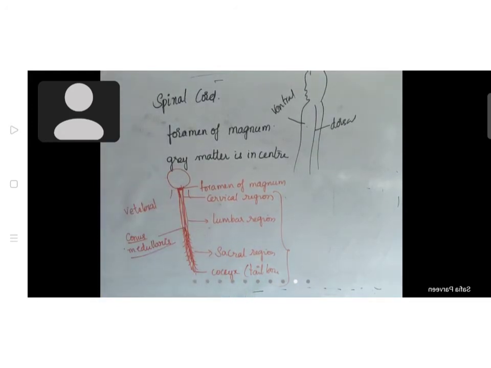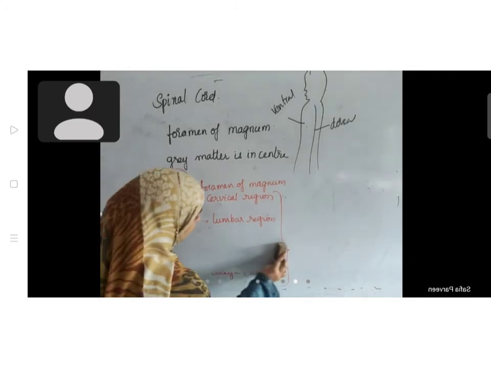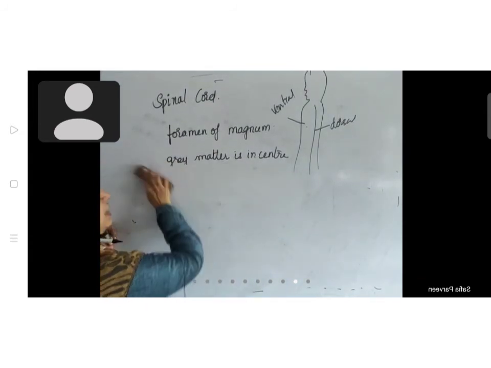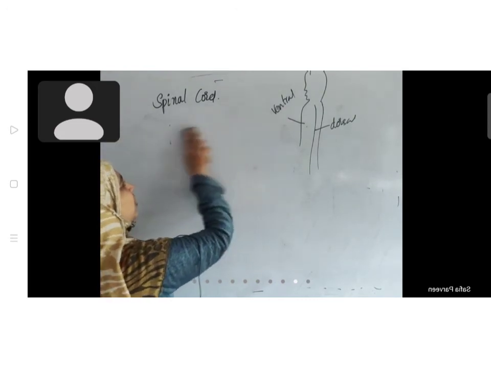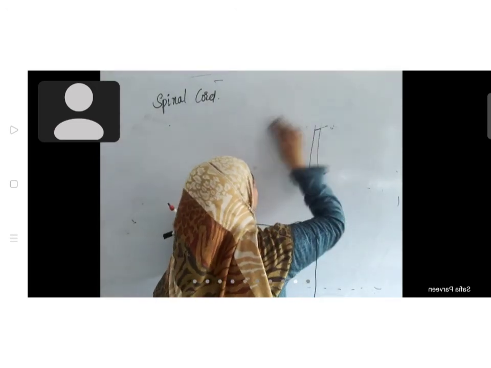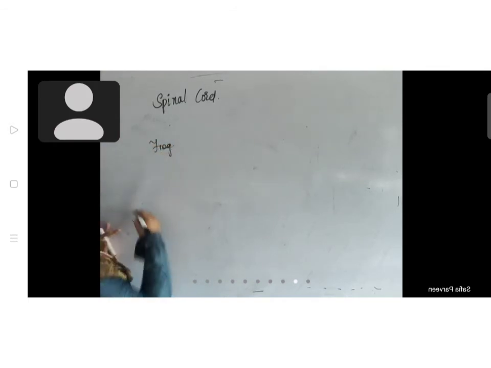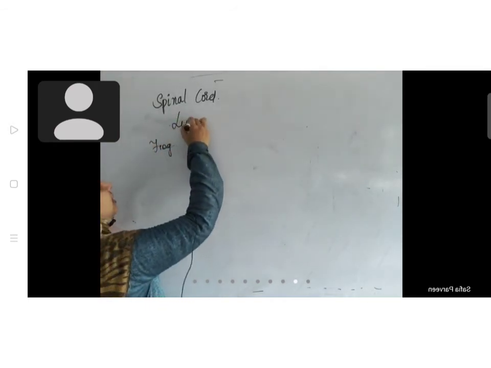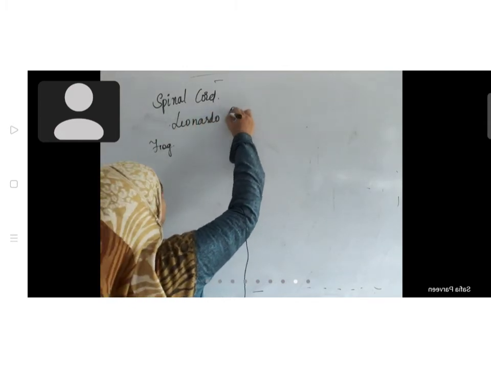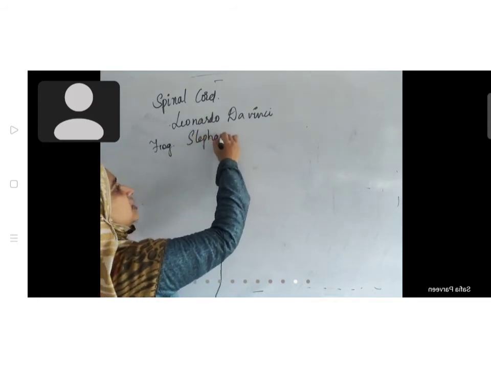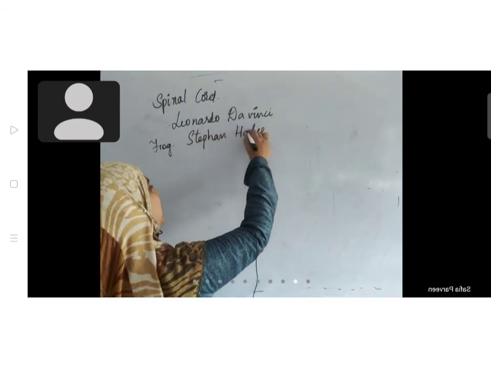One more thing about the spinal cord is the discovery of the spinal cord. The discovery of the spinal cord was done by two scientists, Leonardo da Vinci and Stephen Hawking. What did they do? Both of them took a frog.